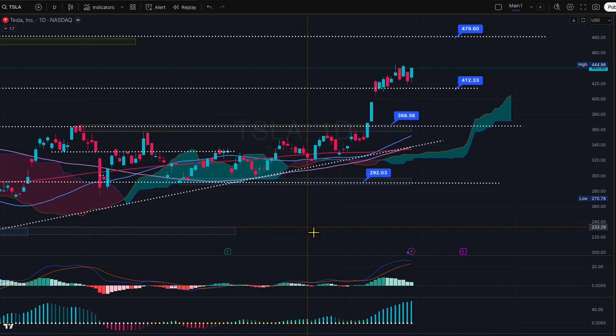But it doesn't mean it's going to happen overnight. It could happen in 1 week, 2 weeks, 3 weeks, 4 weeks, whatever they do. But they're bullish. That's Tesla. So Tesla, I like bullish.